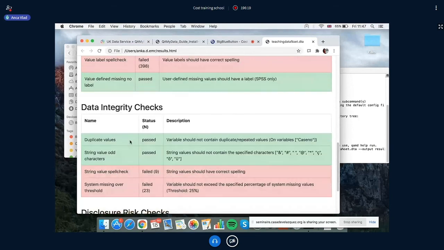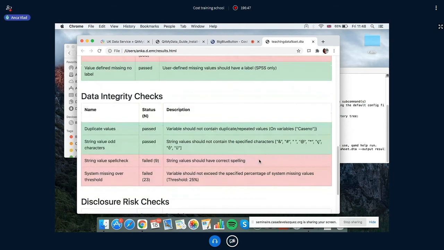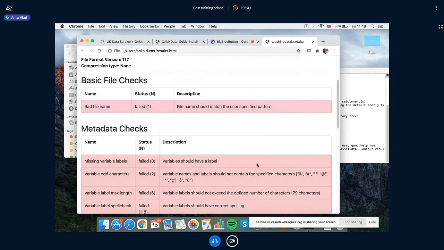So there are no duplicate values, but we do have a string value spell check that has failed, and a system missing over threshold, and we put the threshold at 25%. Okay, and then disclosure risk, we do have some variables with unique values, so we'll have to look at that, but this test is passed, so there's no string value stop words. Okay, so this is how the report would look.